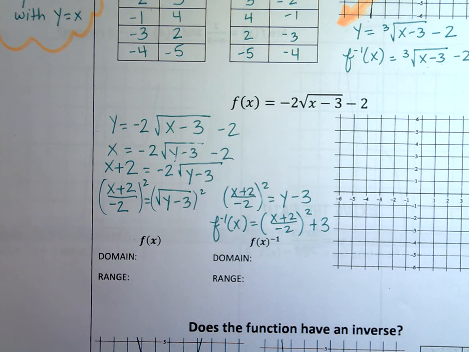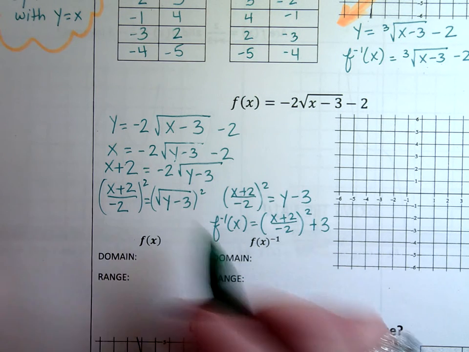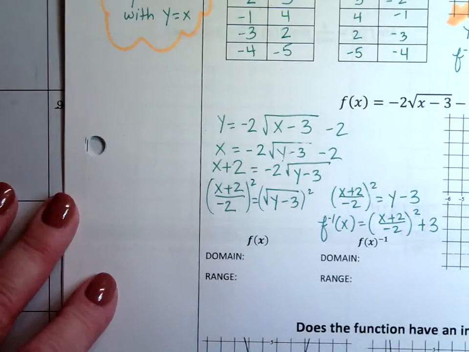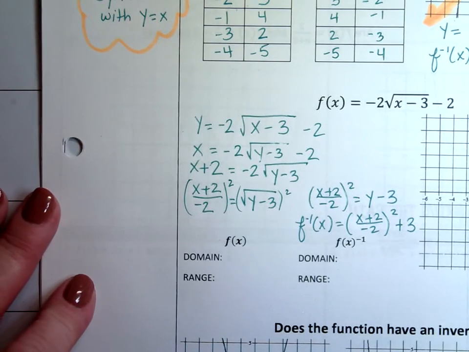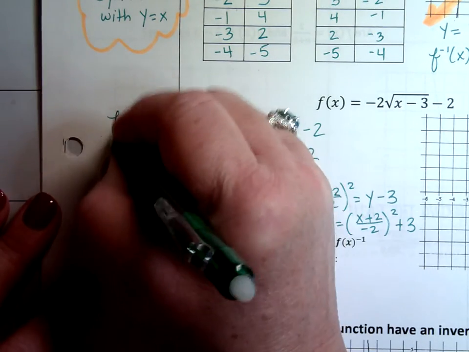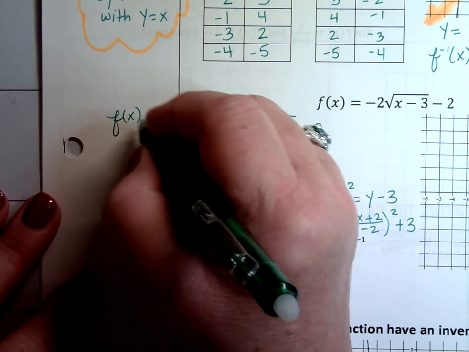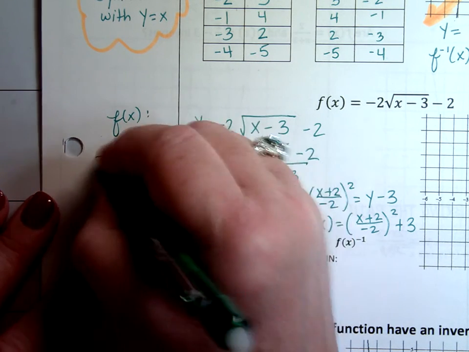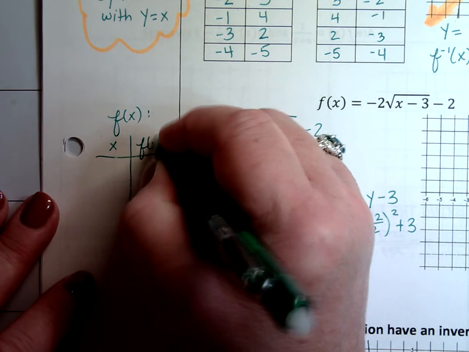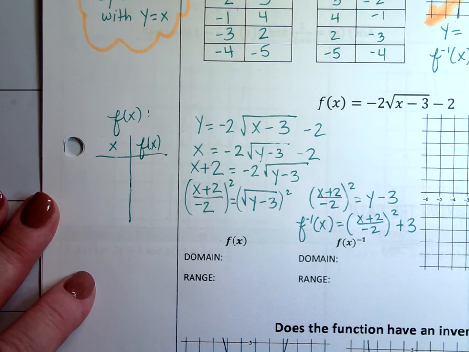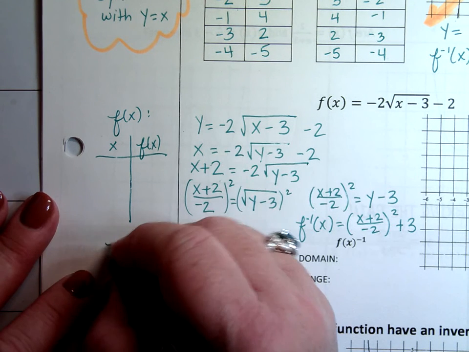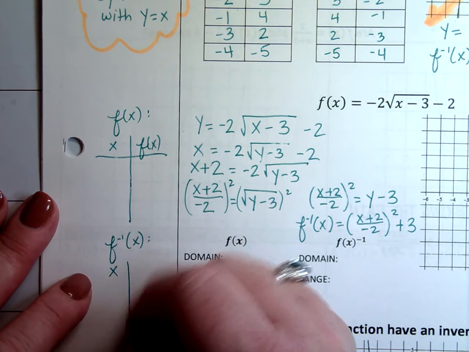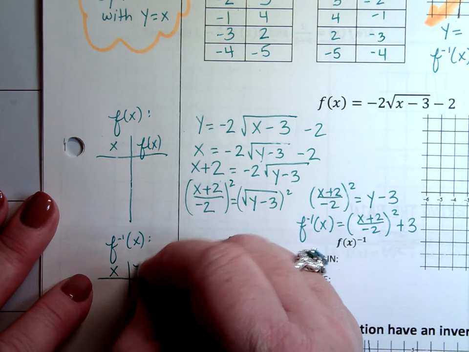Well, they want me to graph it, so I'm going to go back and make a table of values. If I look at my table of values, let me move this over just a little bit. I'm going to talk about my f of x function. So if I have x and f of x, or my y's, same idea. And I'm going to talk about my inverse function. I'm going to have an x column, and I'm going to have my inverse column.